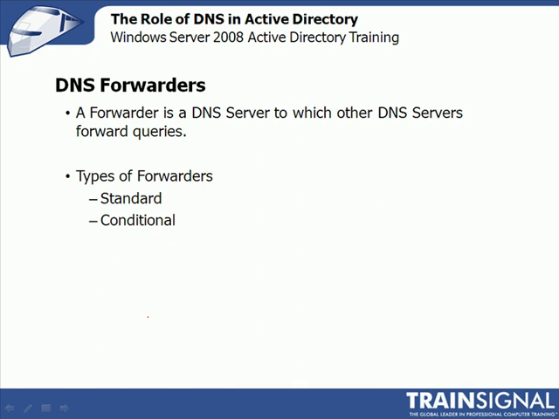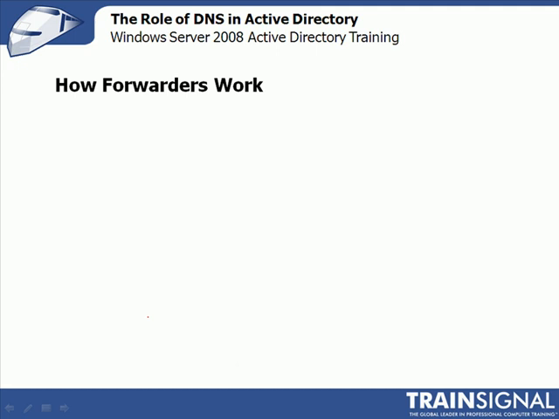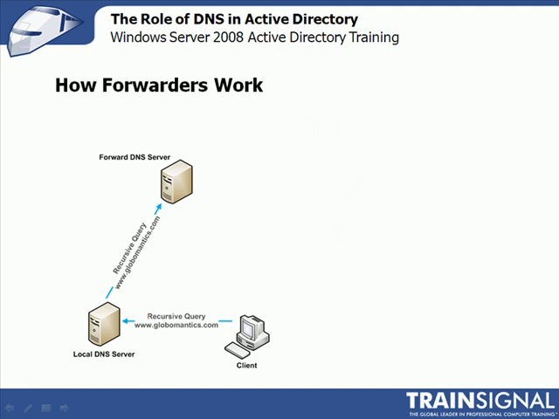So again, let's take a quick look at this here. How do forwarders work? Here we have a client making, once again, a recursive query to its local DNS server for www.globalmantics.com. Once again, assuming that the local DNS server does not know the answer to this question, because it was a recursive query, it's going to go out and look on behalf of the client. So the local DNS server actually becomes a DNS client of its own and makes a recursive query to the forward DNS server. And this, again, would be another DNS server that the local DNS server has been programmed with to do these lookups.